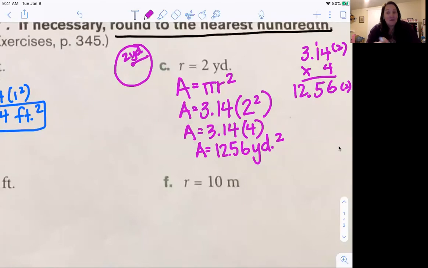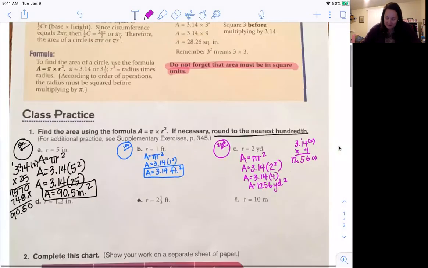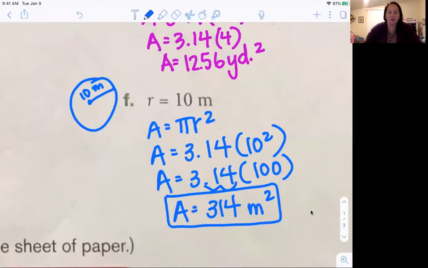Okay, take a break. Don't take a break. I'm going to take a break. I want you to go ahead and do D and F. Pause it, do D and F, and then we'll go over it together. Okay, let's check what you have. Let me screen back up. Sometimes it takes a little while. Come on, screen. There we go.